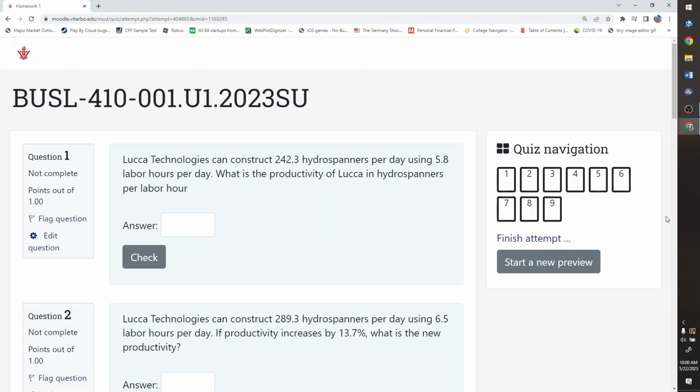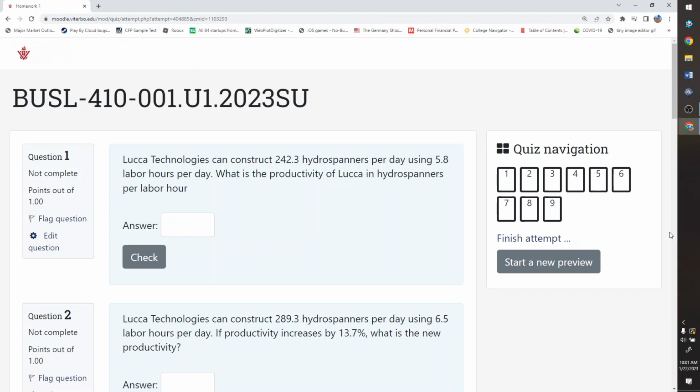So there's a certain amount of output that our facility is generating. In question one, it's 242.3 hydrospanners. So this is obviously an average taken over multiple days. A 0.3 hydrospanner doesn't make sense, but if you measure over a long period of time, or maybe a shorter sample was taken and then we've aggregated up to a full workday. Anyway, we've got an estimate for the total productivity, total output in units per day.